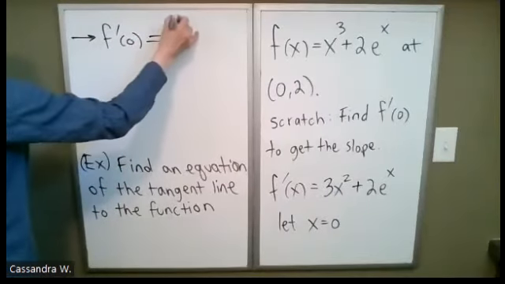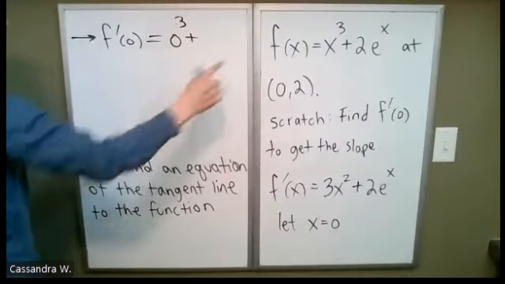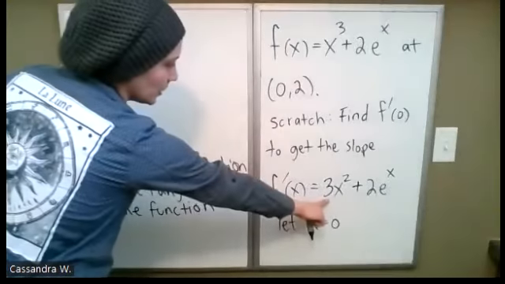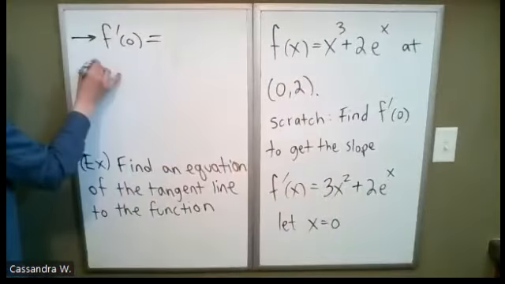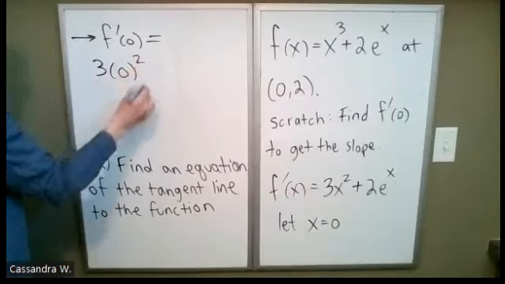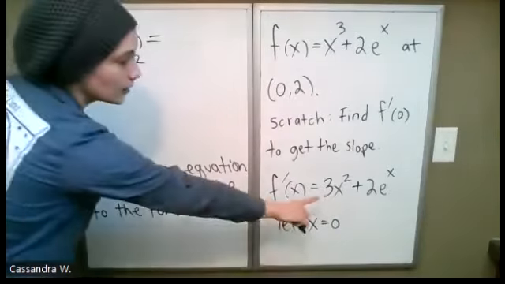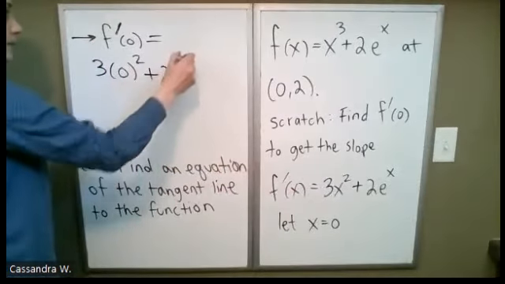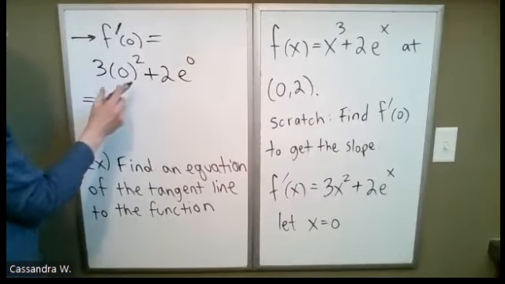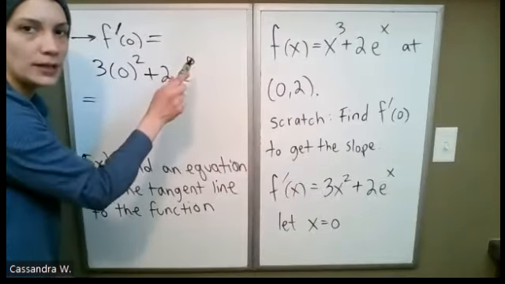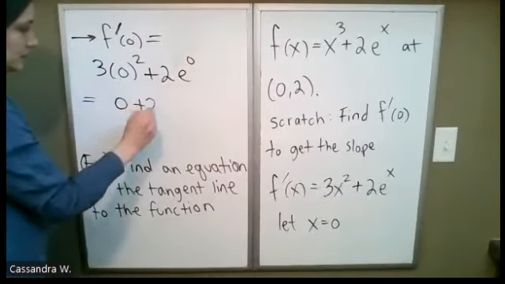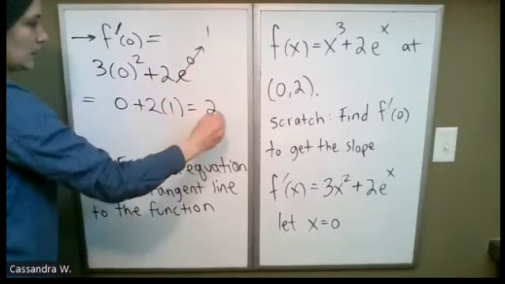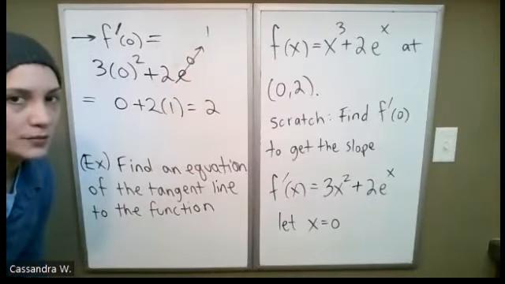Zero cubed, oh, wrong. We're here: 3 times 0 squared plus 2e to the 0. 0 plus 2 times 1. So I got a slope of 2.